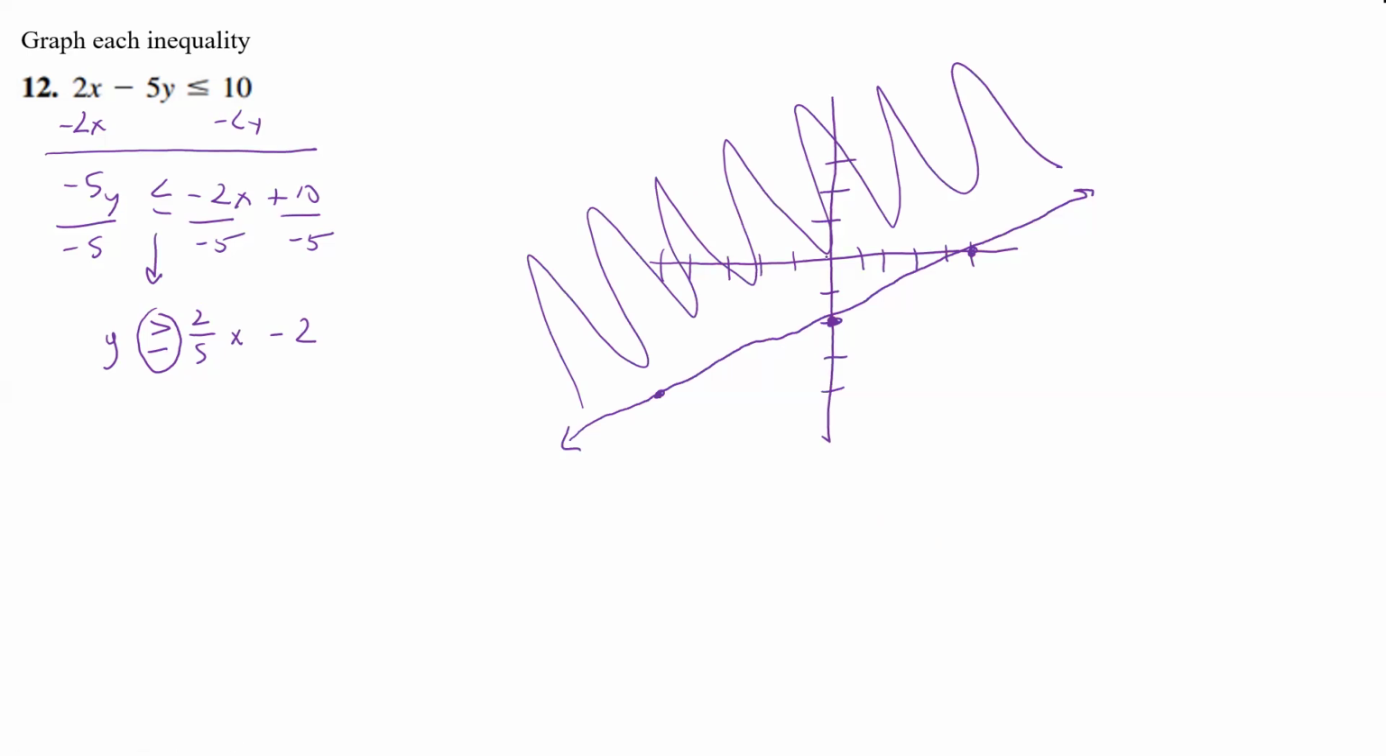Now, we can always check to make sure that this works in our original inequality. We can plug in (0, 0), and so 0 minus 0 is less than or equal to 10. Well, that's true, so that does work. And if we plug something in over here, it's not going to be true, so it wouldn't work. So that's kind of our test to see how that works. All right, so let's do another one.